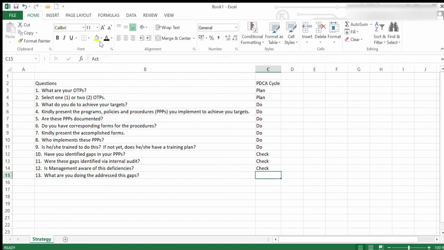Next, of course, you'd ask, what are you doing to address this gap? So basically, you're identifying the non-conformance and how you address this. It's important to document these gaps and what your steps are to address this and what your target date of closure is. So those are the important things you have to ask.